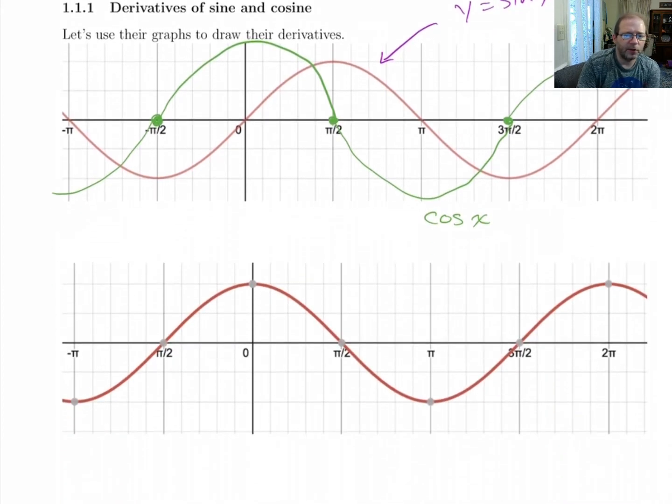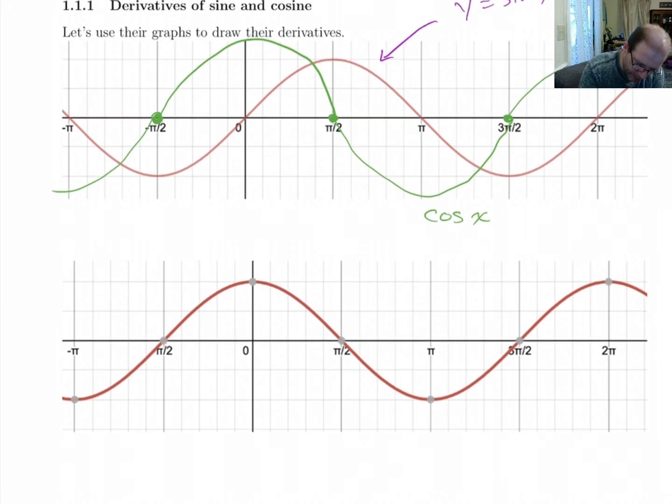Now, if we come down here and look at cosine, and we draw its derivative, let's see, its derivative is going to be 0 here, here, and here. And I guess I've got one more on here. Derivative is going to be 0 in all those places. Derivative is positive here.